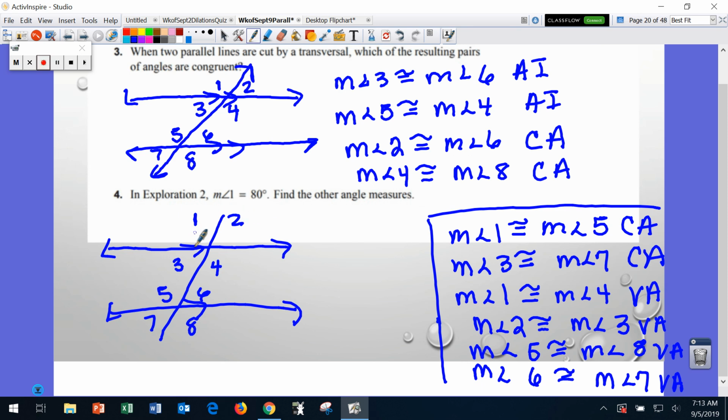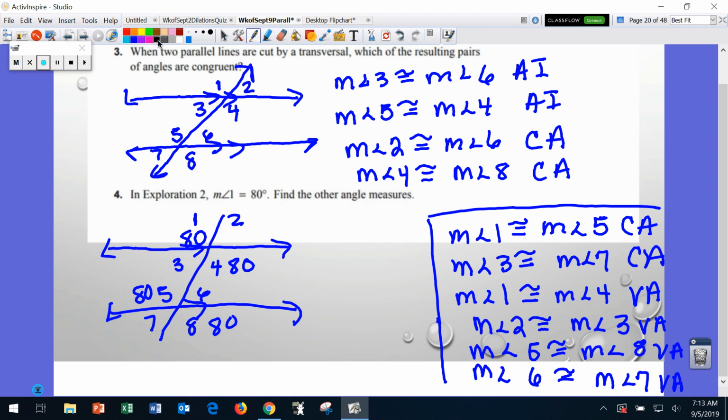Now I'm going to put the measurements in. It said the measure of angle 1 is actually 80. Well, if I know 1 is 80, I also know that 4 is 80 by vertical angles. And if I know that 4 is equal to 80, then I also know 5 is equal to 80 because that's called alternate interior angles. And if 5 is equal to 80, so is 8. And those are called vertical angles.